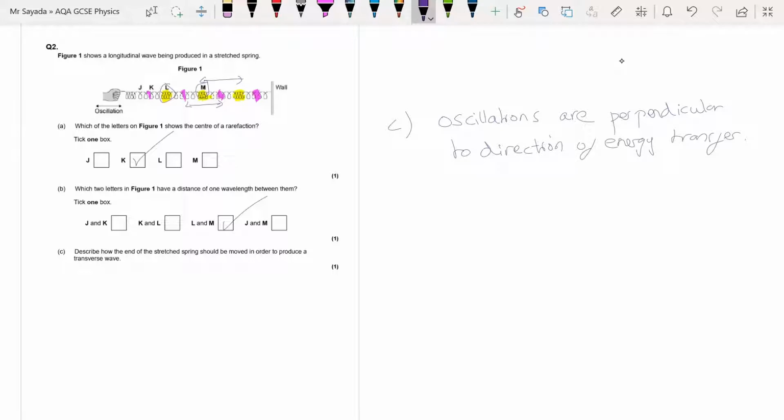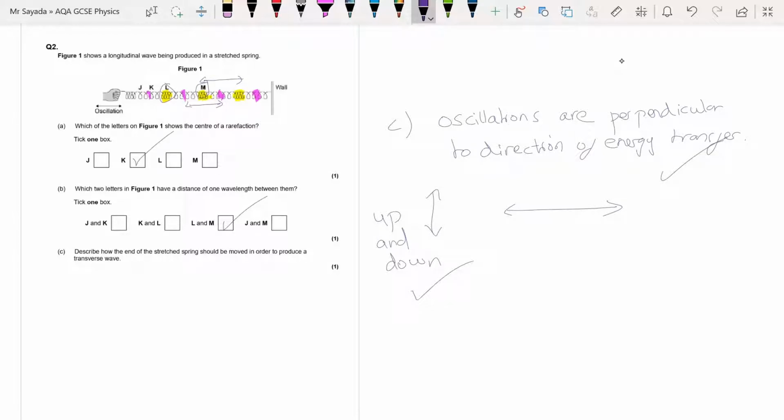Well, the energy transfer is horizontal, or you could say to the right, or you could say left and right. So the oscillation is going to be perpendicular to that, so that will mean up and down. So if you've said up and down, that would also be correct in this context. So either say the oscillations are perpendicular to the direction of energy transfer, or the end of the stretched string should be moved up and down.